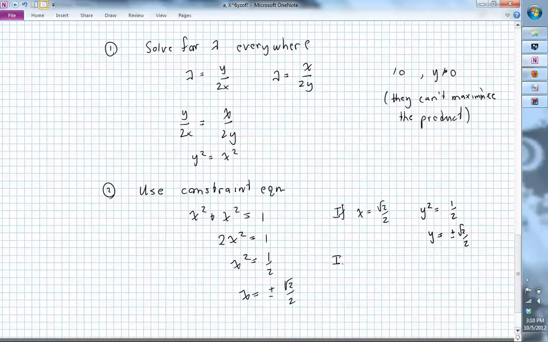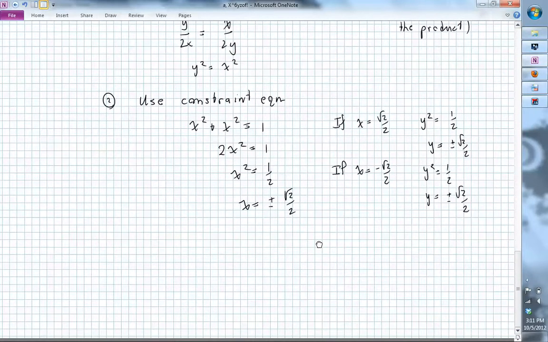What if x is equal to negative root 2 over 2? Then y squared is equal to 1/2, and what's y? Same thing. And from that other value of x, I get 2 more solutions. So there's a total of 4 candidates. What do I do with the 4 candidates?